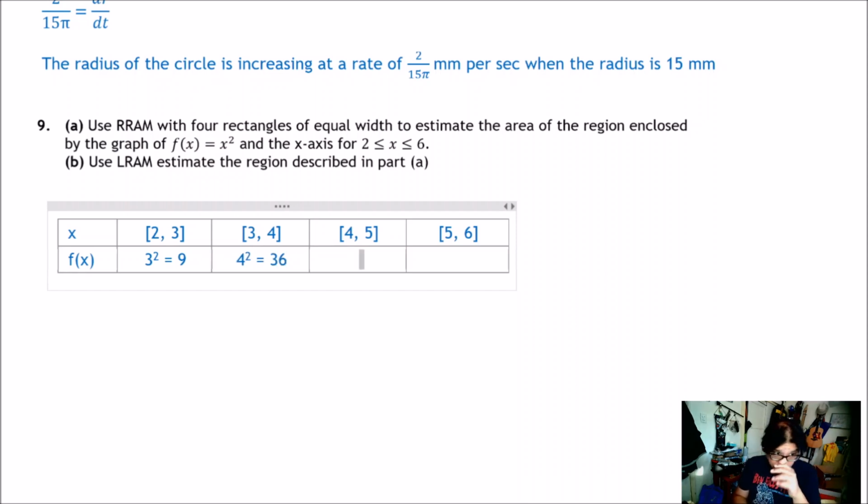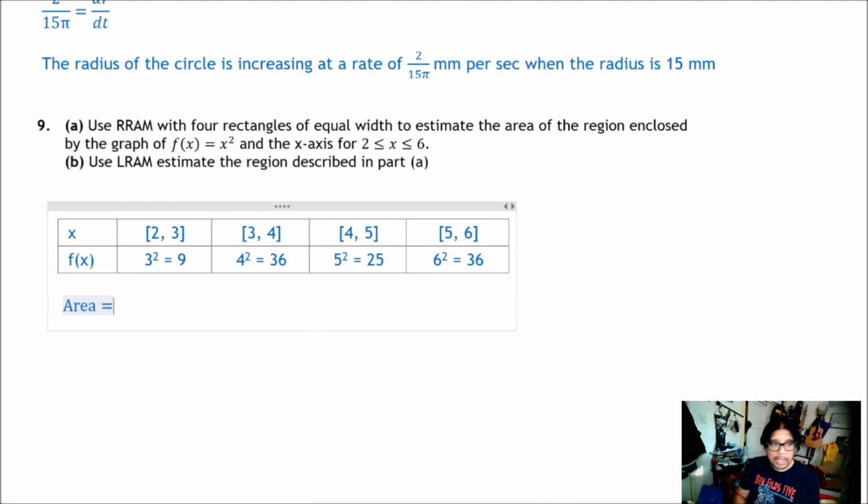The next interval is from 4 to 5. On the right side of that interval is 5. So f of x is going to be 5 to the second power, which is 25. And the last one we have from 5 to 6, the right side of that interval is 6. And 6 to the second power is 36.